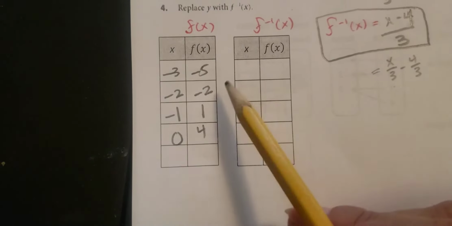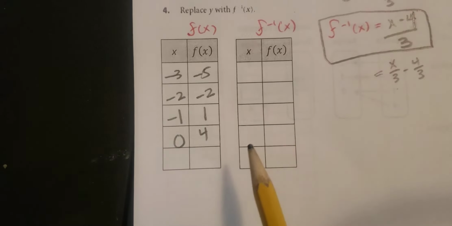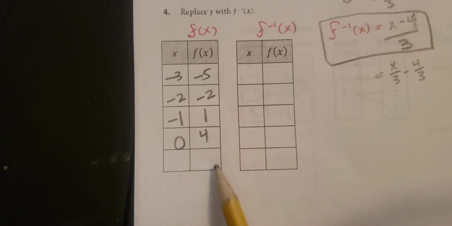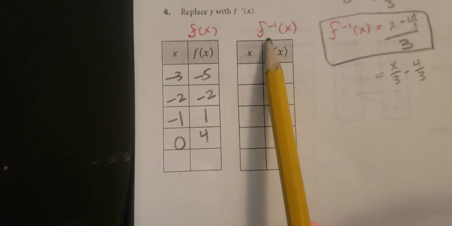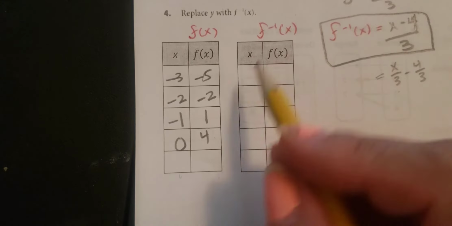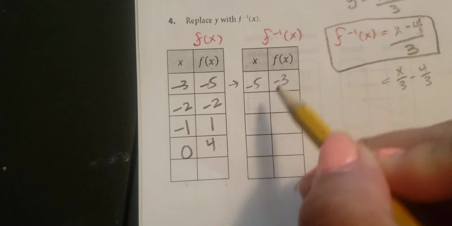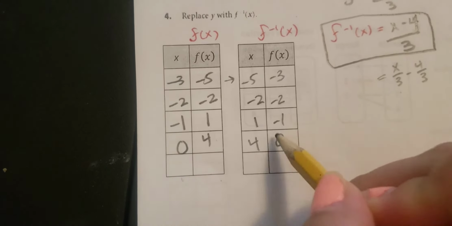Now remember, I have 5 spaces. If I want more points, I can have more points. All you need is at least 2. Remember, these are my x's, these are my y's. So if you recall, previously I showed you that your inverse function should just be the reverse of these. So all I have to do is flip my points. So now I'm going to have -5, -3, -2, -2, 1, -1, and 4, 0.